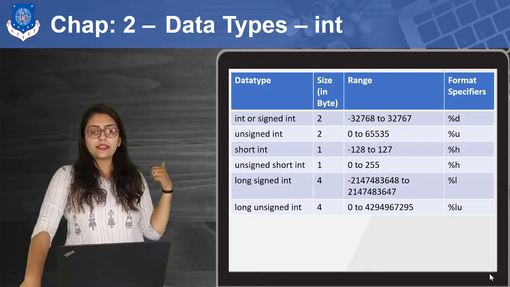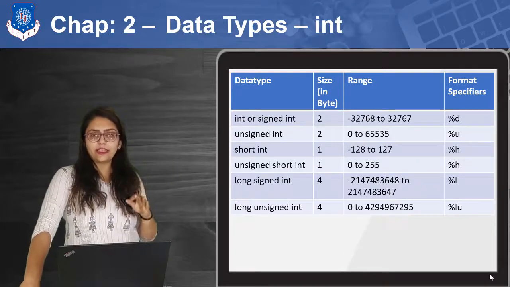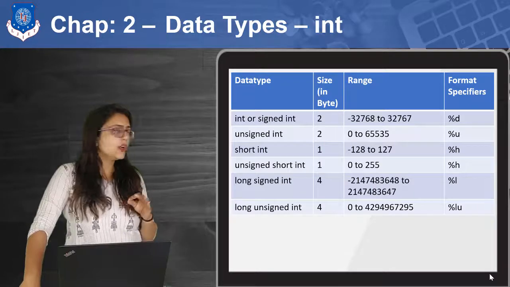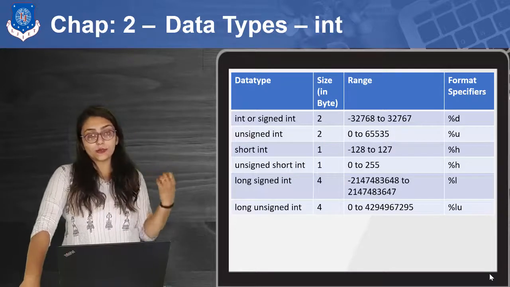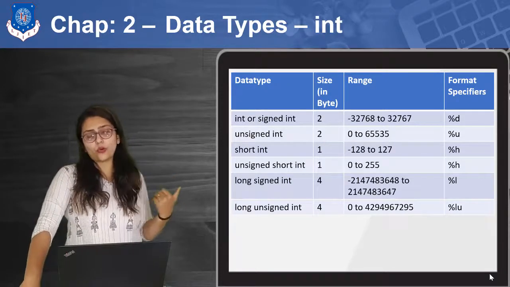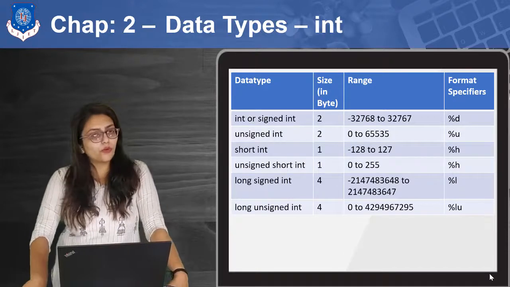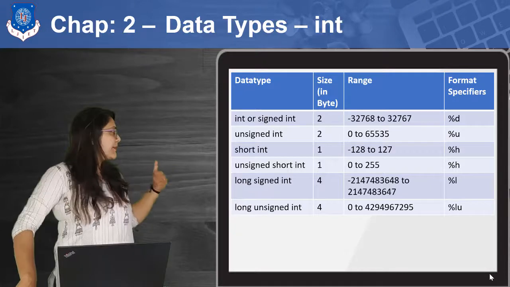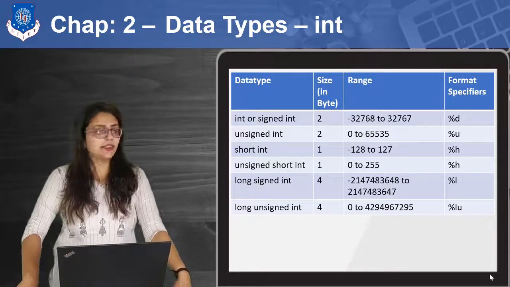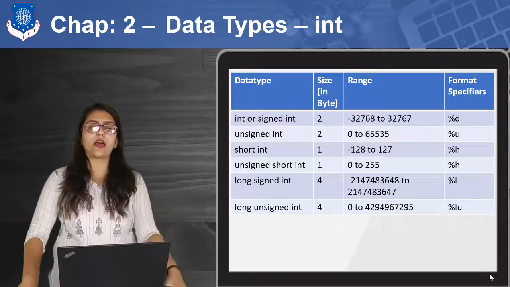So int or signed int, basically if you are writing int, it is by default signed integer, so it is occupying size 2. But this size may vary according to your system. It may happen that in your system integer may occupy 4 bytes. And the format specifier for int is %d, and this is how I have written format specifier for each of the combination.